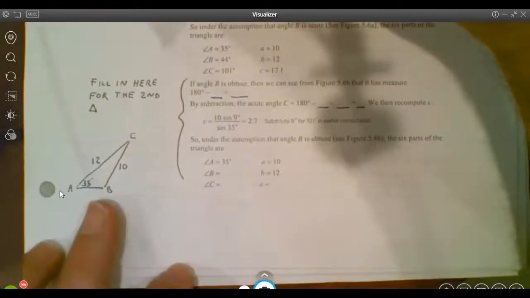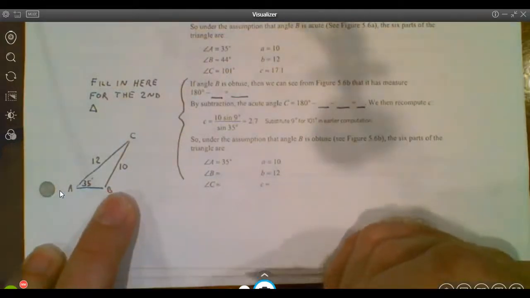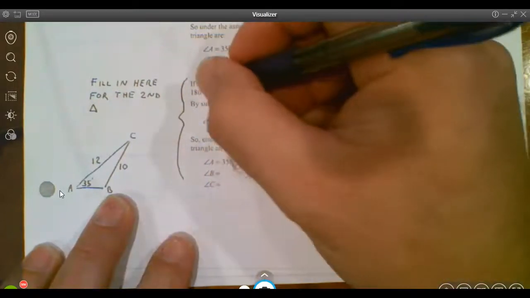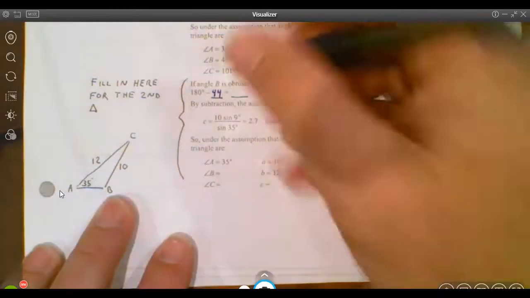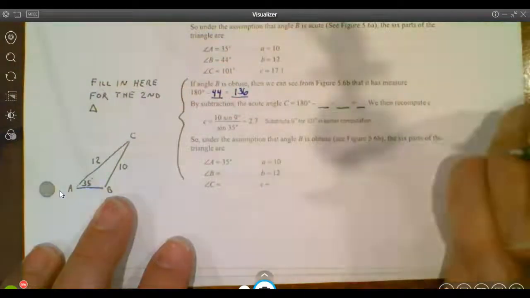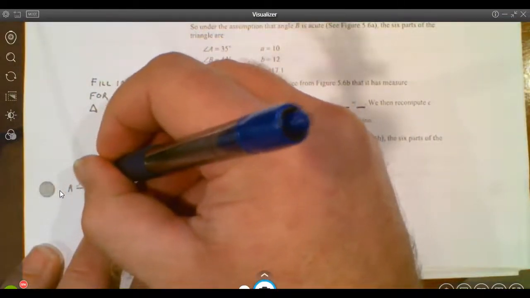And so here was the other way that it was drawn. Again, in order to figure out angle B, the obtuse version of angle B, it's simply 180 minus the acute version. So we're seeing that 136 is the alternative option here. So could potentially be 136 degrees.